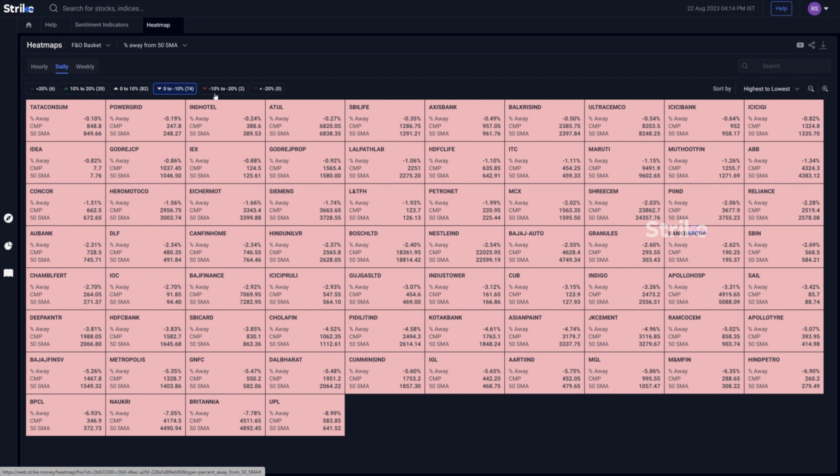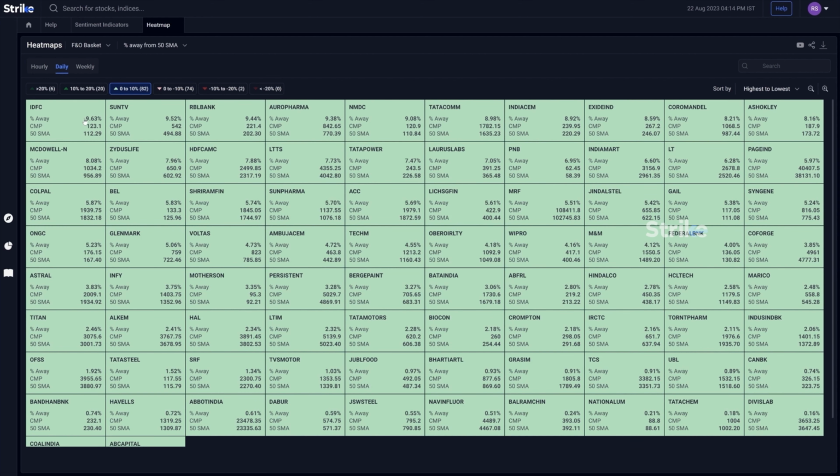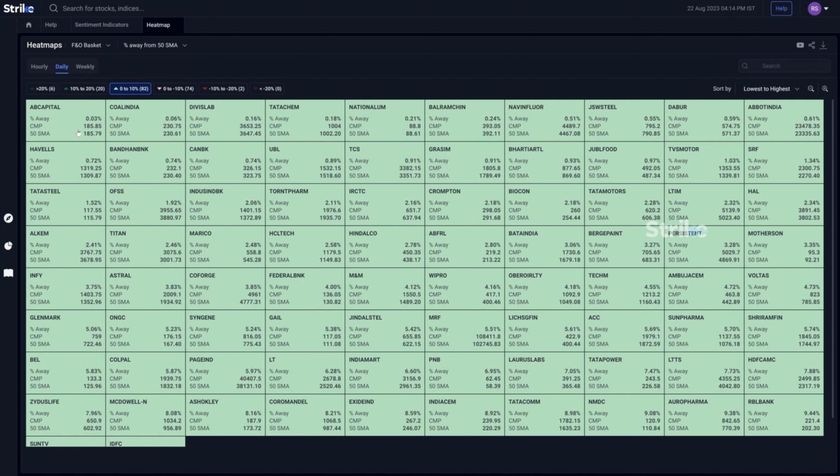Now I want to find stocks that are very, very close. So I'm looking at 0 to 10%, and I sort them, and I find stocks that are within 0.1, 0.19, but these are below. So if you want to see above, I take the green list. Now I can sort it on the lowest, and I can find stocks that are just above and within proximity of the 50-day average.